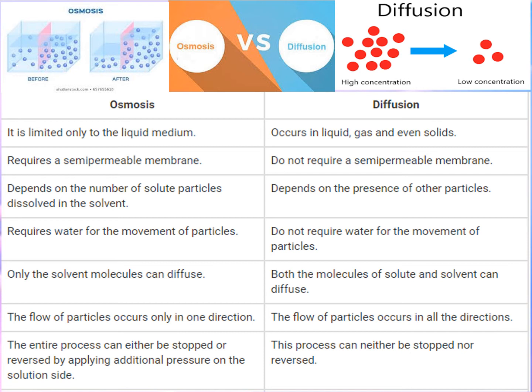Only the solvent molecules can diffuse in osmosis, but in diffusion, both the molecules of solute and solvent can be diffused. The flow of particles occurs only in one direction in osmosis, but in diffusion, the flow of particles occurs in all directions. The entire process can either be stopped or reversed by applying additional pressure on the solution side, that is for osmosis. But diffusion, this process can neither be stopped nor reversed.